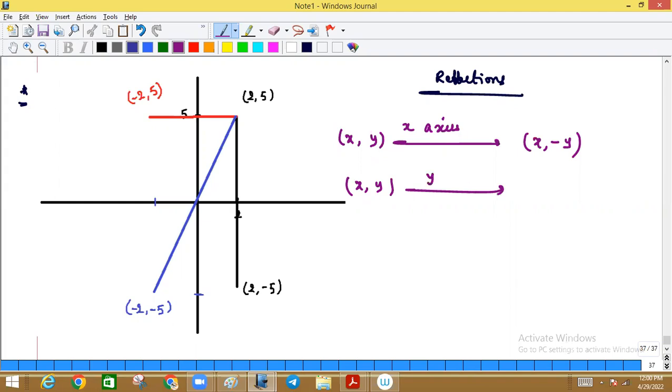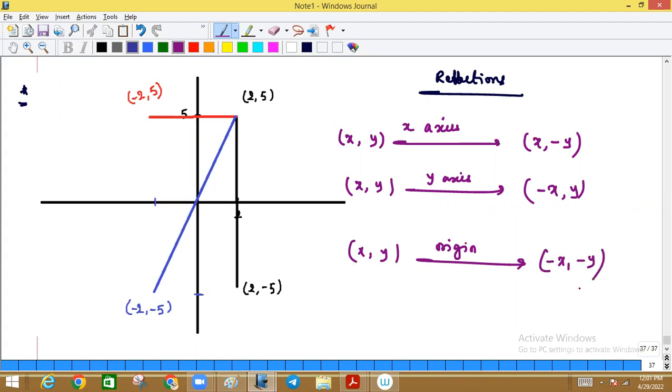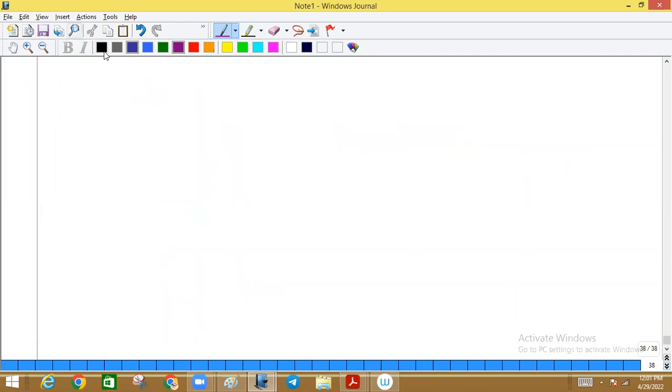With respect to the y-axis, (-x, y), which means if x is positive, it becomes negative. If x is negative, it becomes positive. With respect to the origin, (-x, -y), right? Examples.